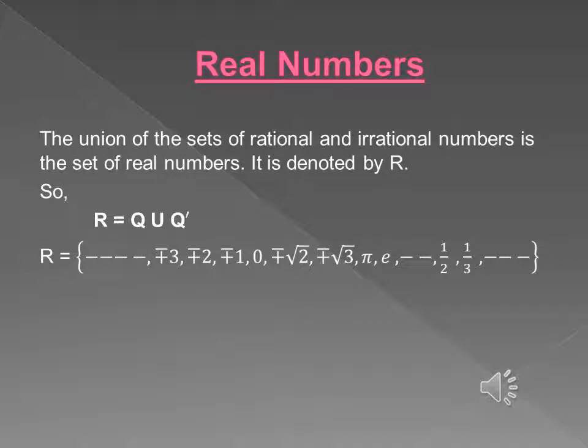Now we are in the position to define the set of real numbers. If we take the union of rational and irrational numbers, we get the set of real numbers. So in the set of real numbers, we have all the integers, such as positive integers, negative integers, including 0, all the numbers in square roots, pi, e, and all the numbers in fractions. That's all.